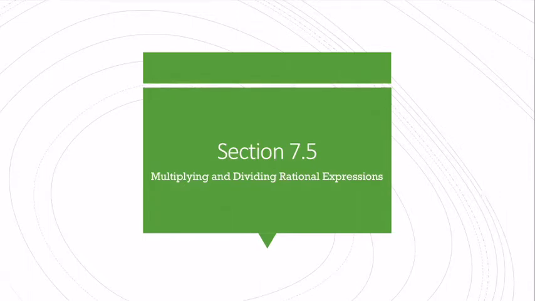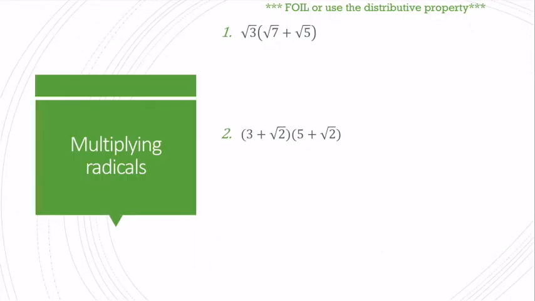Section 7.5 is about multiplying and dividing radical expressions. Let's start with multiplying radicals. When we're multiplying radicals, friendly reminder that the square root of a times the square root of b becomes the square root of ab. This would also work with cube roots, fourth roots, etc., as long as they are the same root. So you're going to need to either FOIL or use the distributive property.